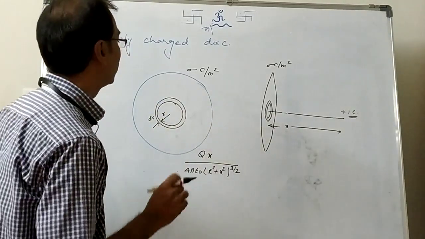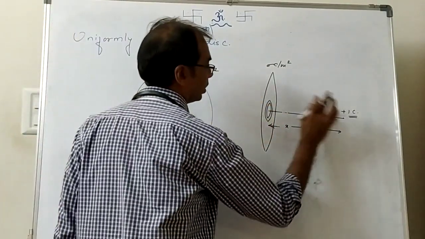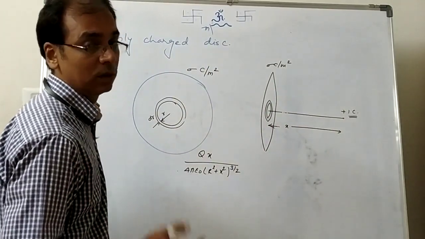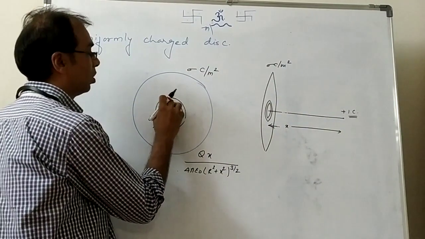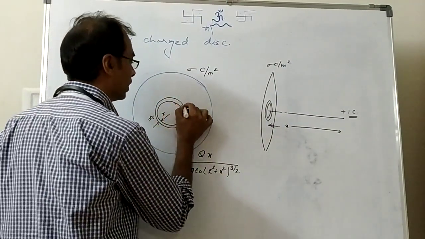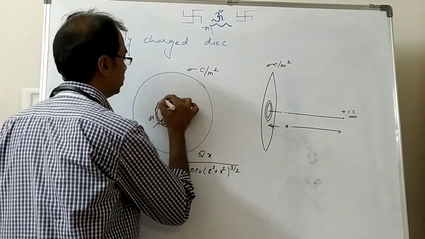Since we have taken an element here, because of this element we are going to write the field. So first, how much is the charge on the element? Where is the charge on the element? Since it's a ring, this is a hollow portion. So where is the charge? On its circumference. So this is its circumference. The charge is on this.